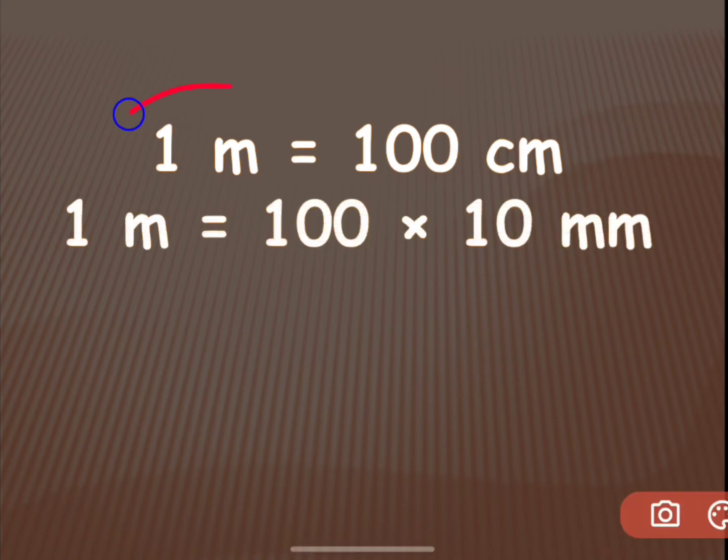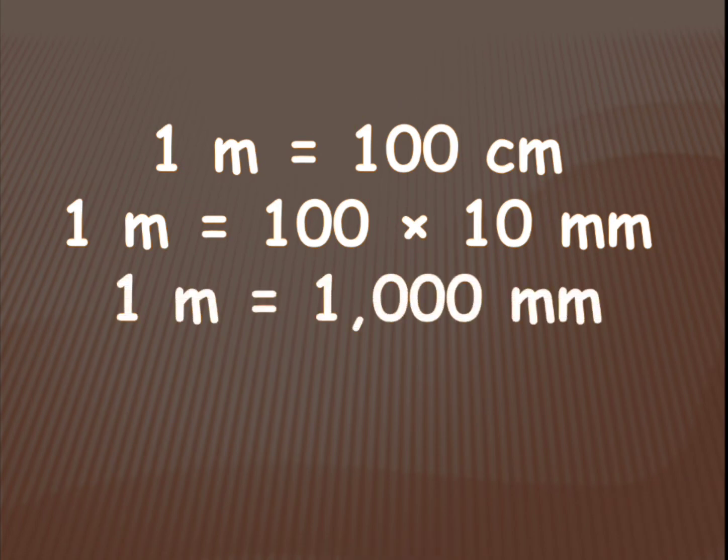So this I'm writing constantly. 1 meter is equal to, only this I'm converting, 100 into 10 millimeters. Okay, 100 into 10 means 1000, isn't it? That means 1 meter is equal to 1000 millimeters. Okay, 1 meter is equal to 100 centimeters, and the same 1 meter is equal to 1000 millimeters.